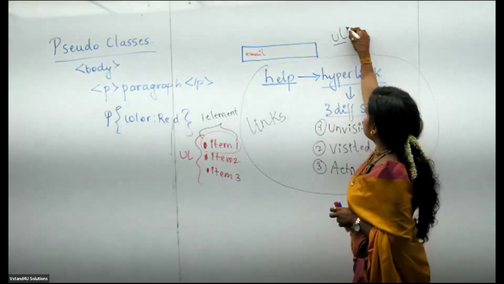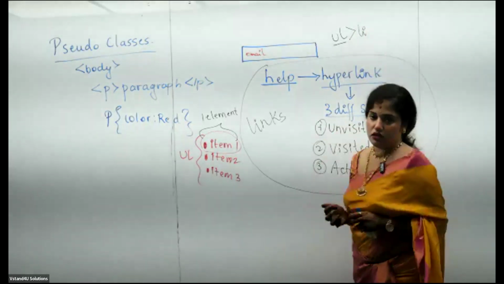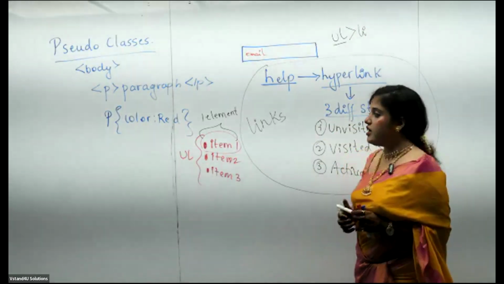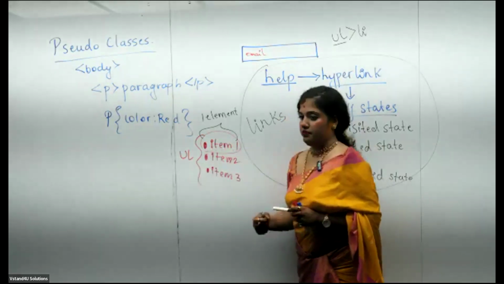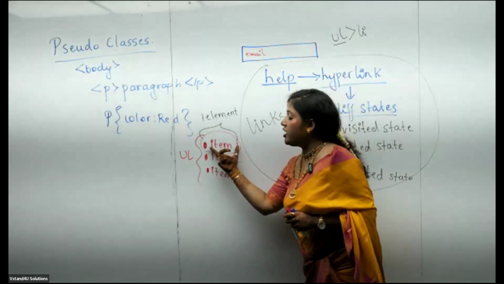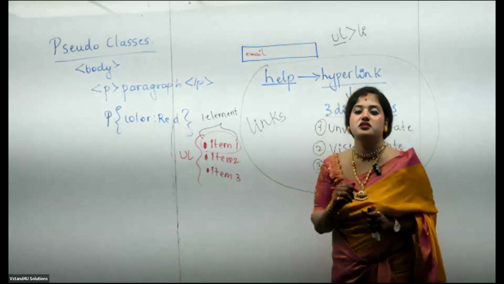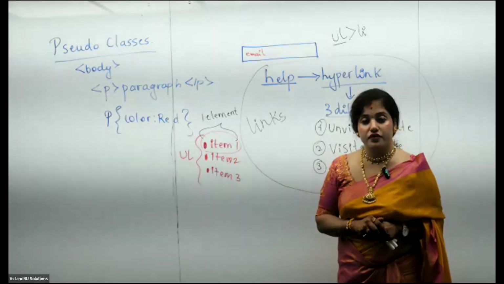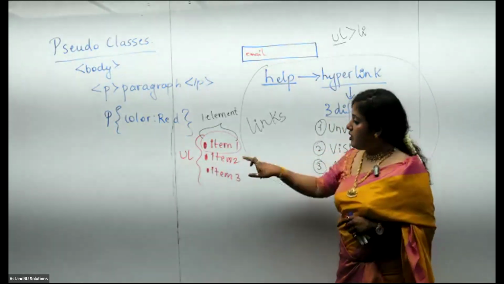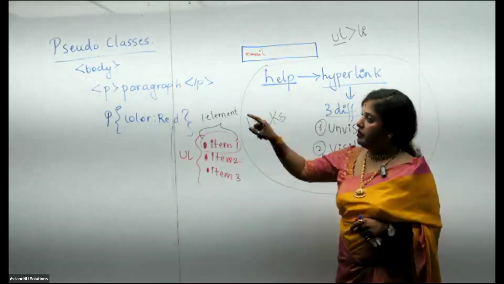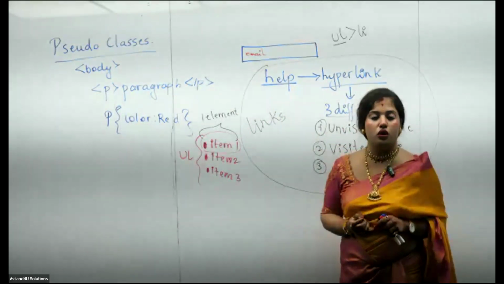I am saying I just want to select this item. I want to change the color of item number 1. That is the first child. What you will do? Then, depending upon this state, you will be using something called a pseudo class.